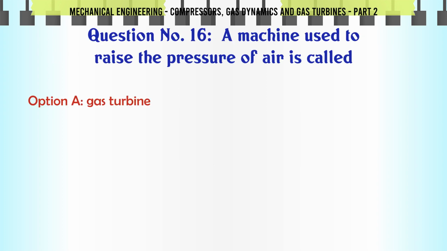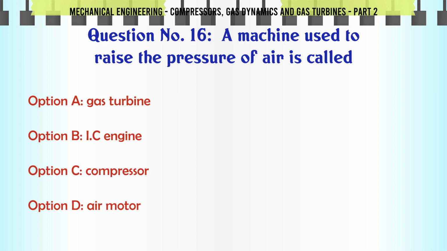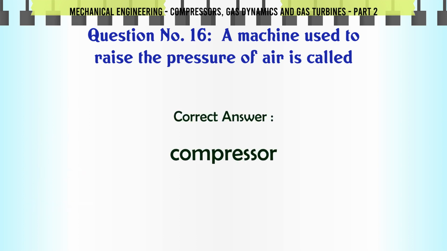A machine used to raise the pressure of air is called: A, gas turbine. B, I.C. engine. C, compressor. D, air motor. The correct answer is compressor.